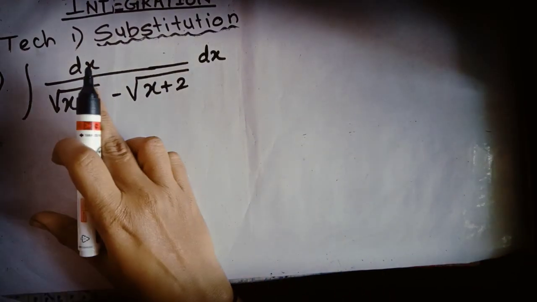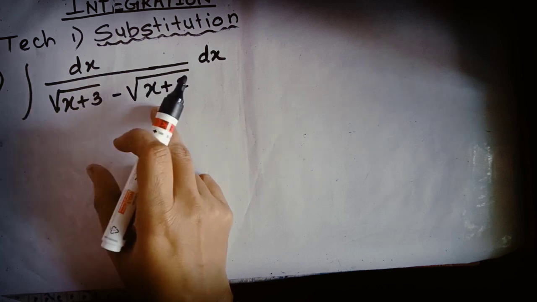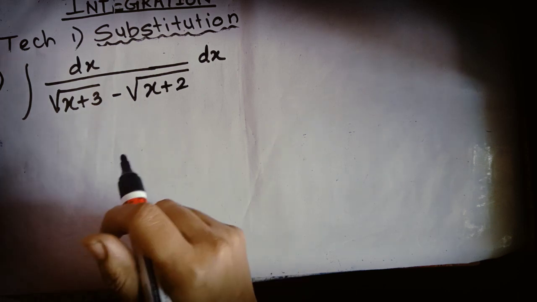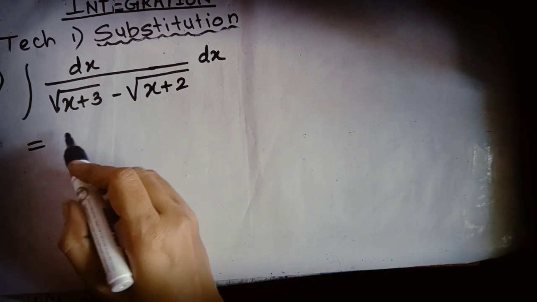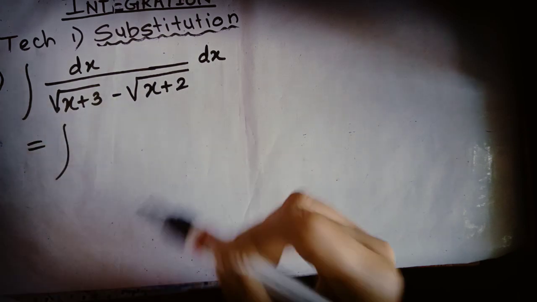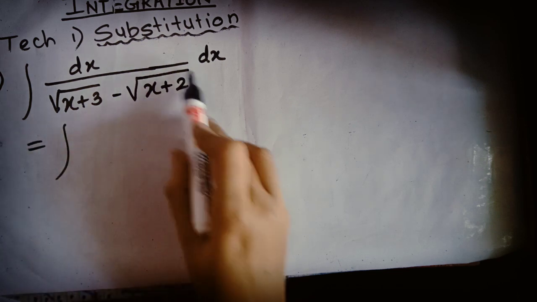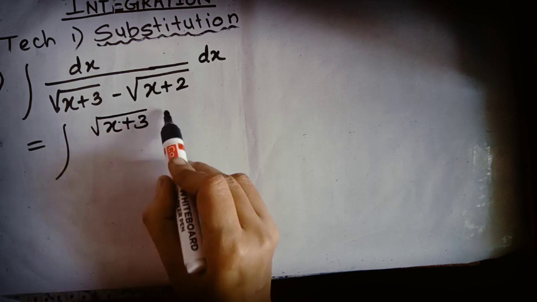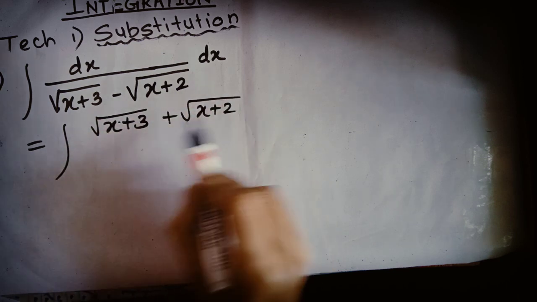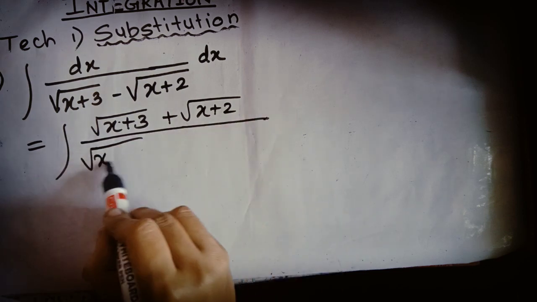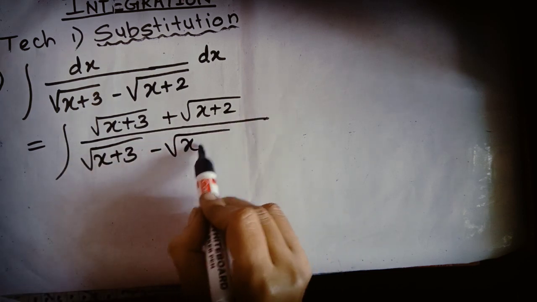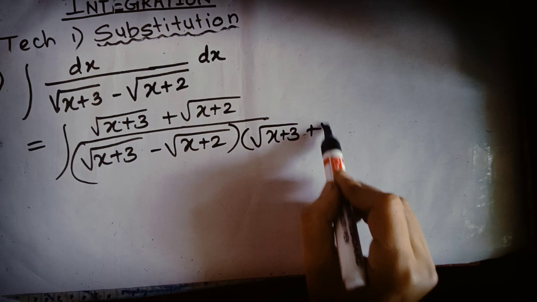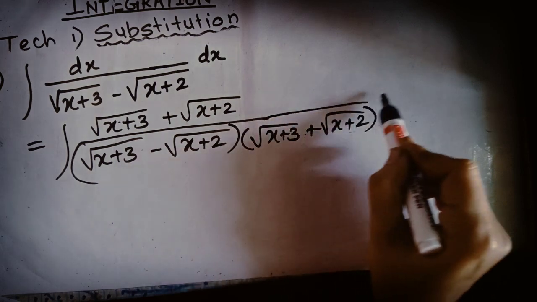let's solve this. So dx upon the root of x plus 3 minus root of x plus 2 dx. So this you can solve by using rationalization. Okay, so rationalize the denominator. So you have to multiply and divide by this whole thing but with a positive sign. Okay, so this will be root x plus 3 plus root x plus 2, over root x plus 3 minus root x plus 2 into root x plus 3 plus root x plus 2 dx.